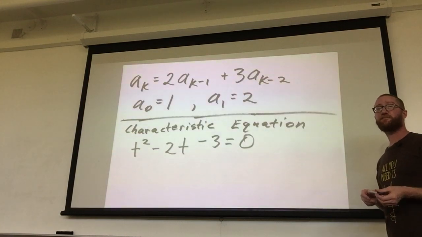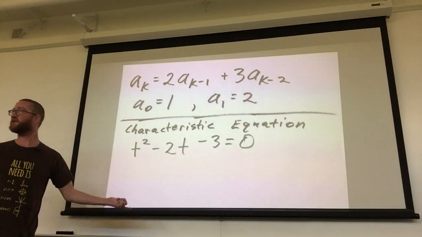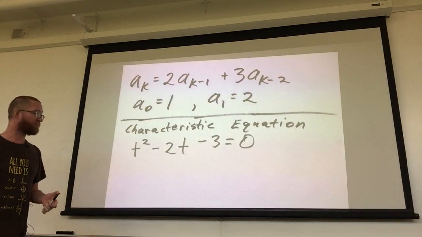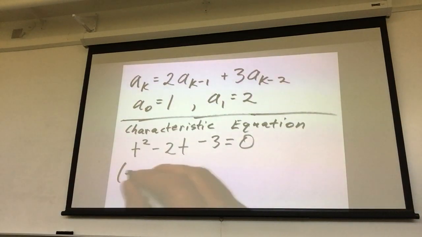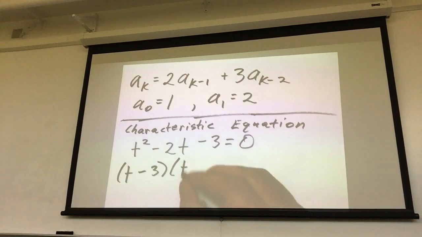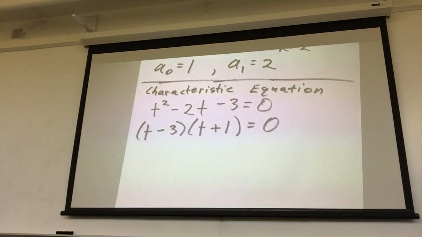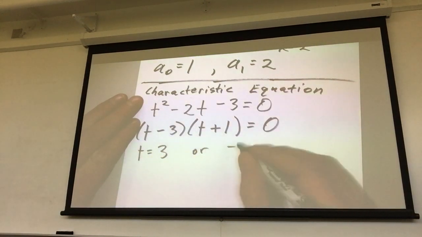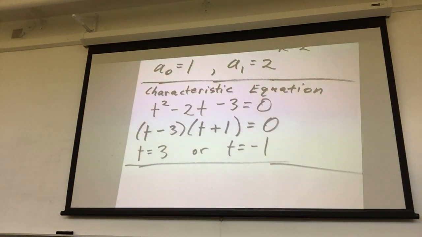Now, once again, why do we look at second order differential equations, recurrence relations, anything like that? It's because we have the quadratic formula to just go ahead and give us the answer. But on a lot of these problems, you can just factor it. So if I was going to factor this, it would factor into t minus 3 times t plus 1, which equals 0. That's just our normal factoring. So t would equal 3 or t would equal negative 1. That's just the first step of the problem, finding the roots of the characteristic equation.